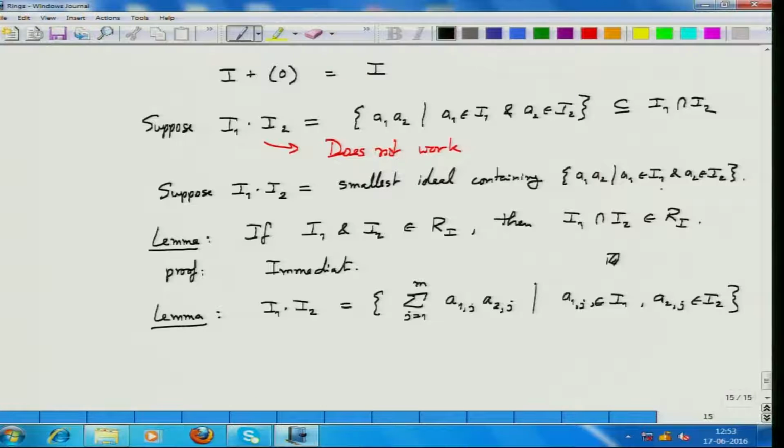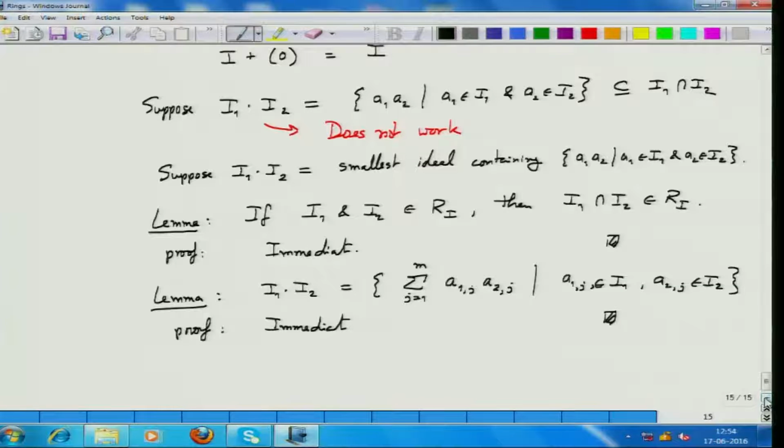It certainly contains this set, and it is the smallest ideal containing it, because if this set is contained in any ideal, all finite sums of elements of this form must also be contained in that ideal, because that ideal must be closed under addition. So certainly this is also contained in that ideal. So this proof is also immediate. Okay, so that's multiplication of ideals.